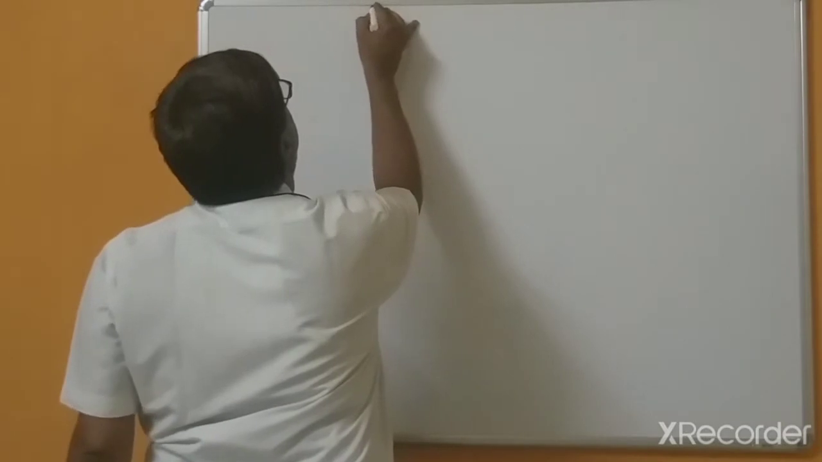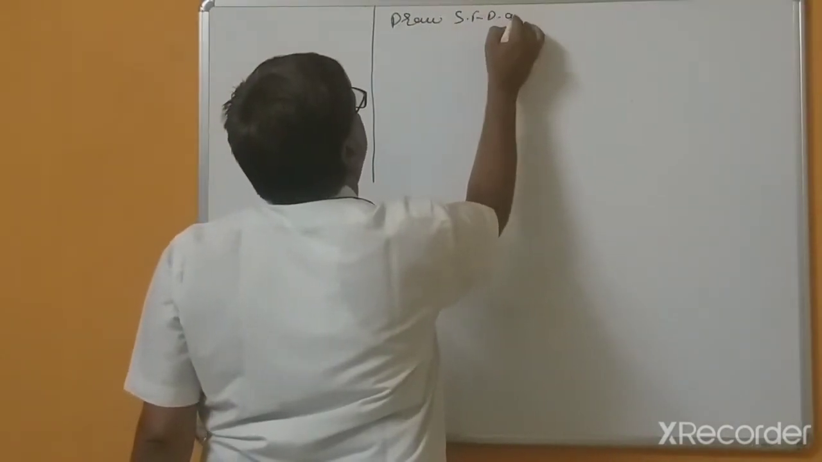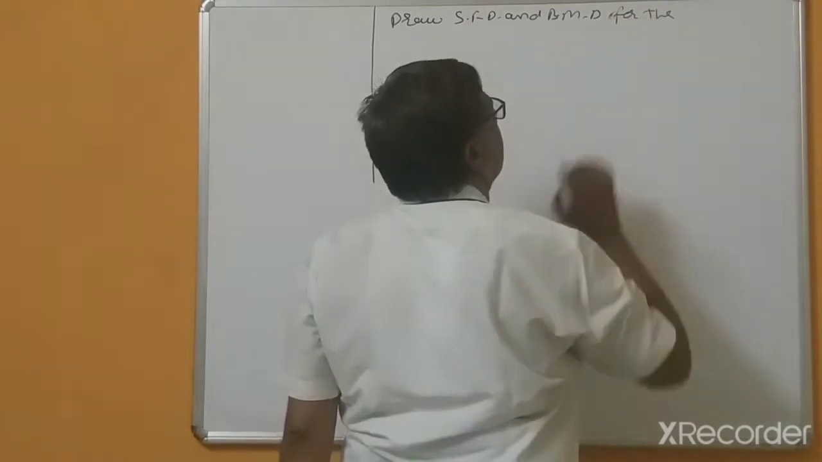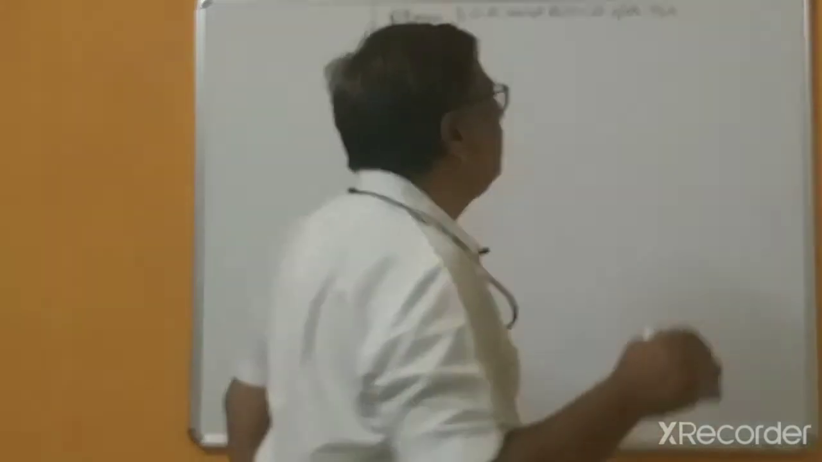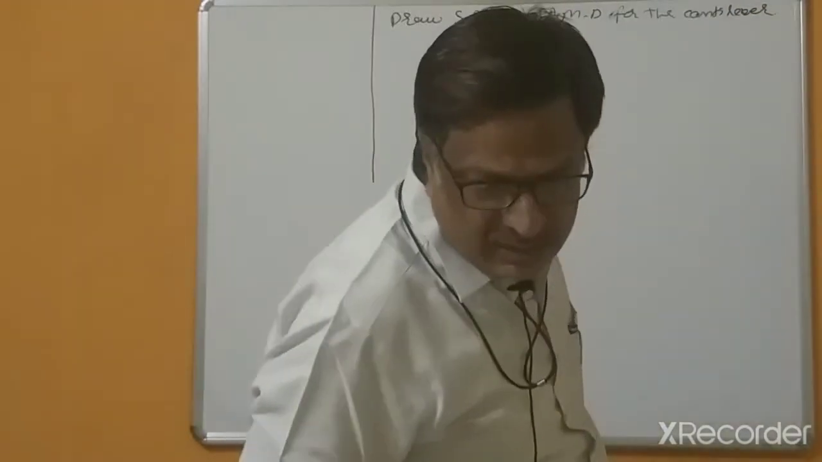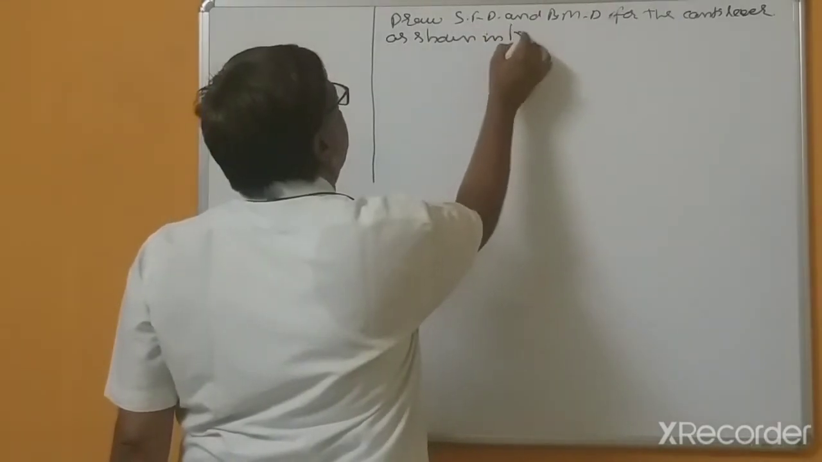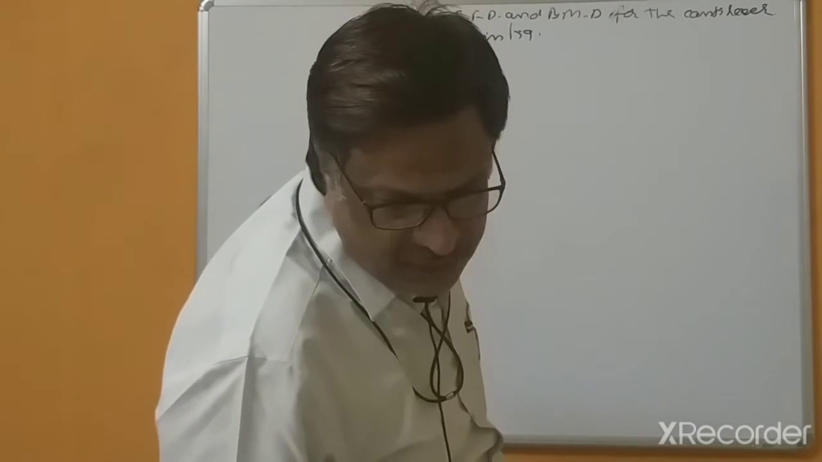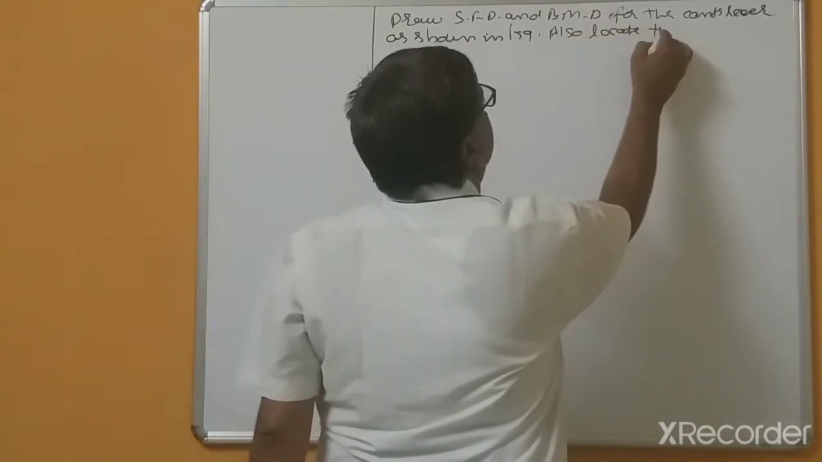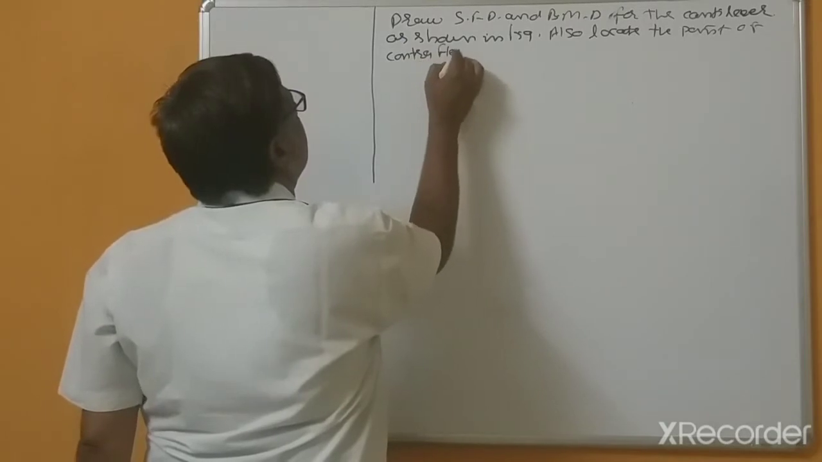Draw shear force diagram and bending moment diagram for the cantilever as shown in figure. Also locate the point of contraflexure.